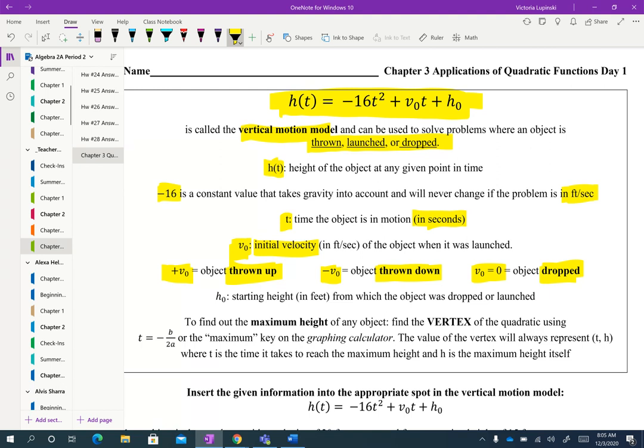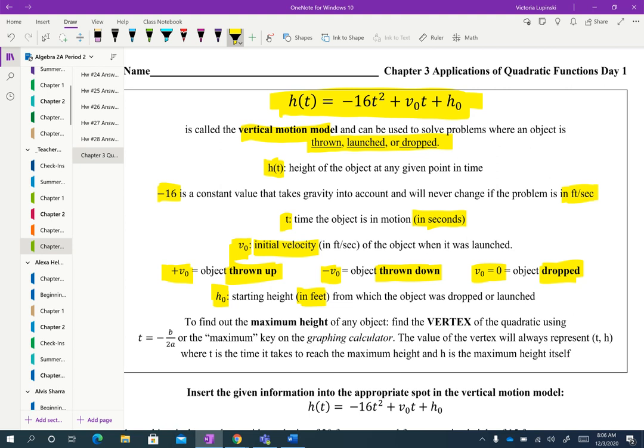So lots of different things you're going to be asked to find here. h sub 0 is the starting height, which again, all the units have to agree. And for the most part, we're going to be in feet. And it's the starting height from which the object was dropped or launched. So very important information here in this box. Obviously, if you printed it out, you have it handy. If you didn't print it out, you might want to go back at some point and make sure you have it as a reference.